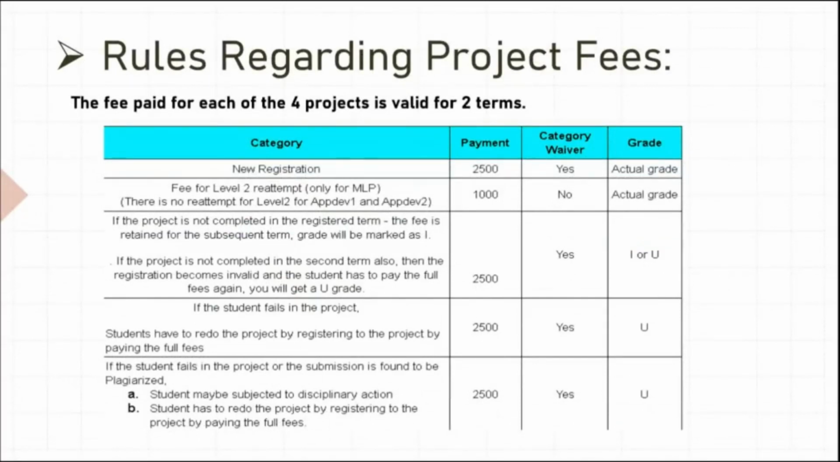Then, here are some rules regarding the project fees. The fee paid for each of the 4 projects is valid for 2 terms. It means that if you pay the project fee in September 2024 term and you are not able to complete the project and want to do the project in the next term, which is the Jan 2025 term, then you need not pay additional fee. Again, here is a chart from the grading document which you can refer.